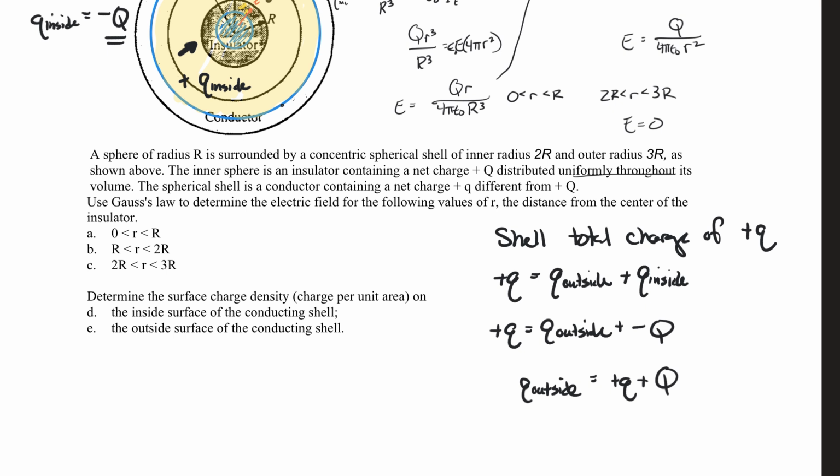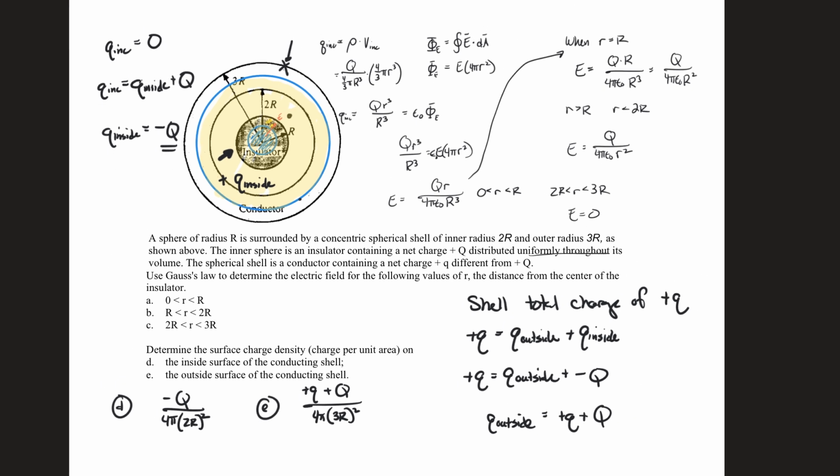What does that mean for us? Well, we want the charge density. So for D, that's going to be the charge on the inside, which is negative Q divided by the surface area, 4 pi (2R) squared. And for E, it's going to be the charge on the outside, so positive Q plus Q, all divided by 4 pi times (3R) squared. Those are our two charge densities. Alrighty, fun times.